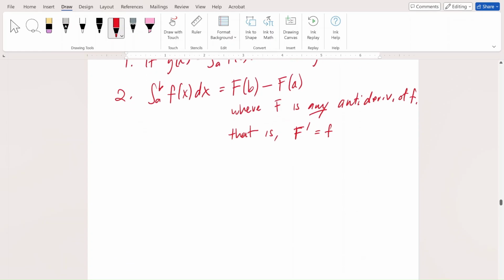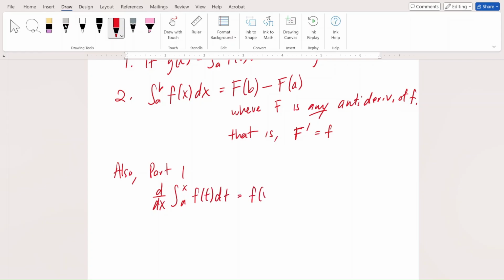So again, I'm trying to summarize things. So remember that also in part 1, we were able to write the derivative with respect to x of the integral from a to x of f of t dt is equal to f of x. The left-hand side is just g prime of x. And this is telling us that I can integrate a continuous function, then so that's this part. Then if I take the derivative with respect to x, so I differentiate it now, on the right-hand side I get the original function f.